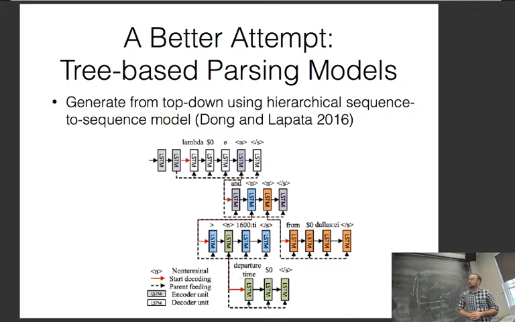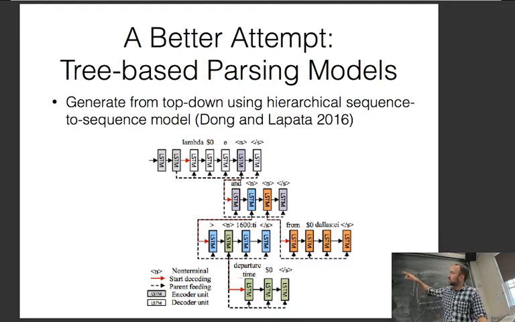So here's a second and slightly more principled attempt at creating a model to do semantic parsing. Actually, this paper and the other paper both appeared in the same conference, interestingly, with different approaches. But this approach was not about generating synthetic data. This was about using the tree structure of the semantic representation to basically condition things in a better way.